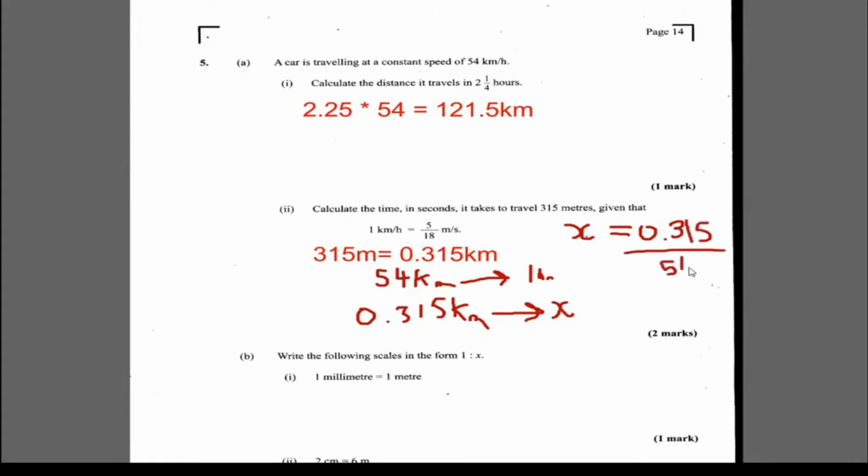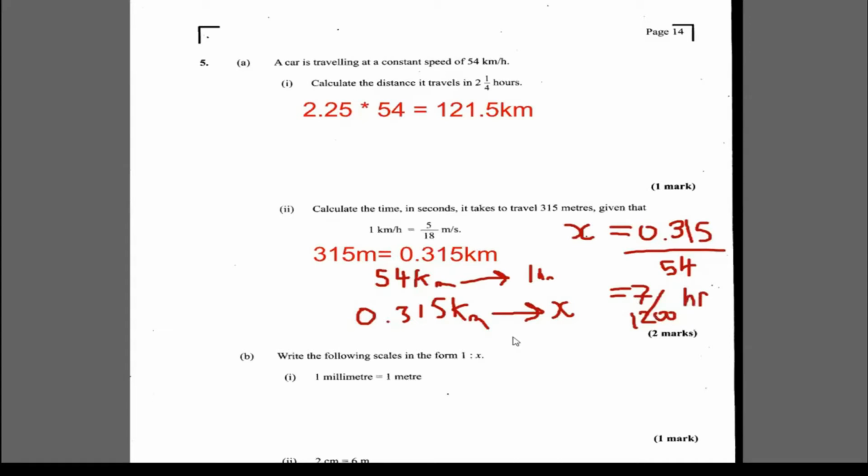So when you do the division now, what are you getting? 0.315 divided by 54, that's going to be 7/1200 hours. So 7/1200 of an hour.